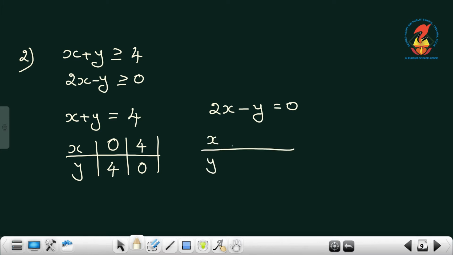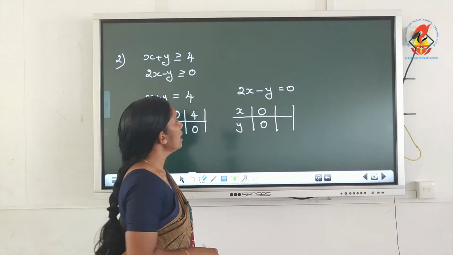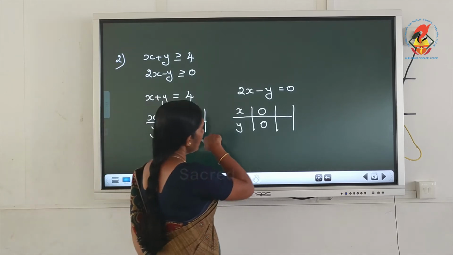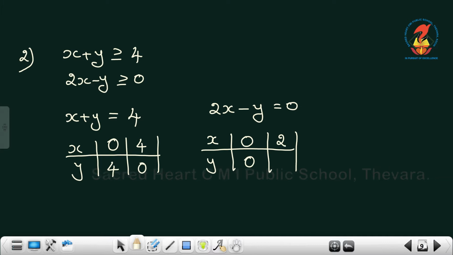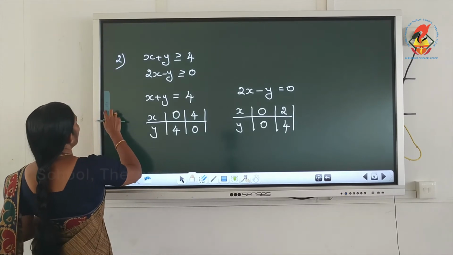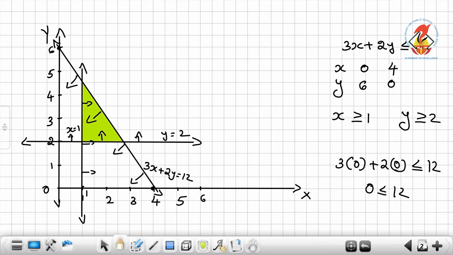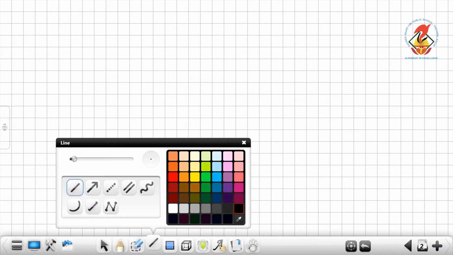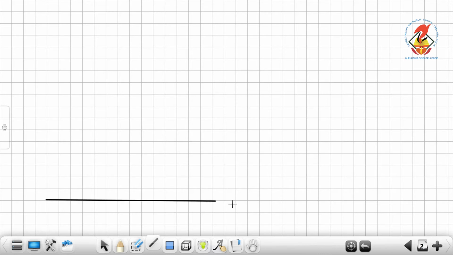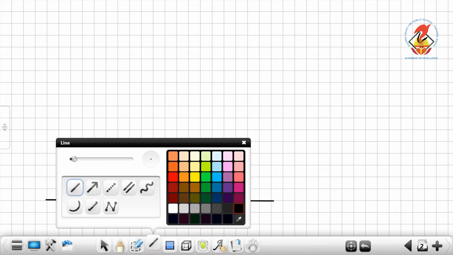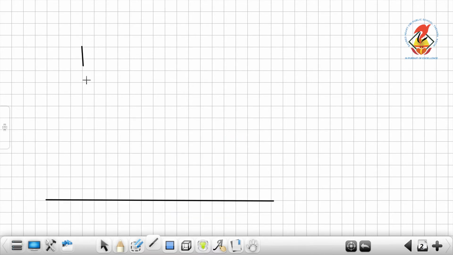X, y. When x is 0, what is the y value? Y is also 0. So again we can't give y 0. Give any other number. You can give 4 or 2. When x is 2, what is y? Y is 4. Okay, minimum 2 points is enough. Now we can draw the graph. Here also there are positive values, no negative values, so the first quadrant is enough.